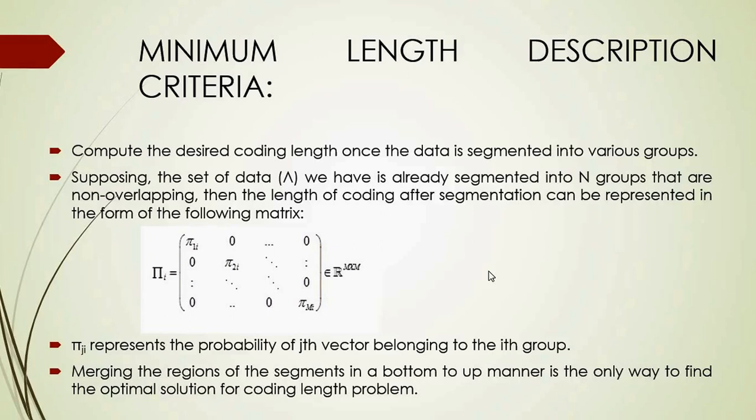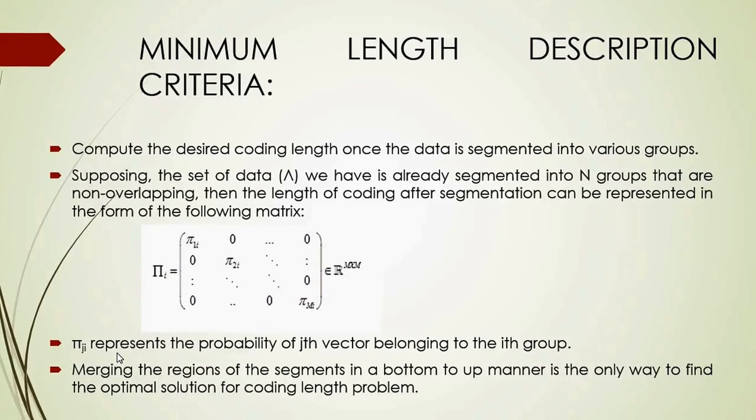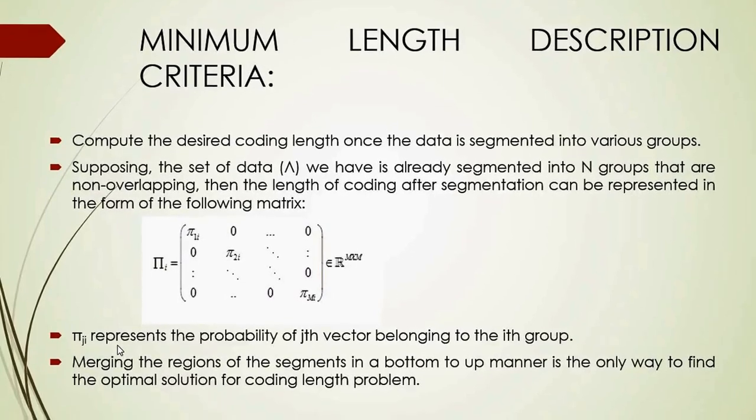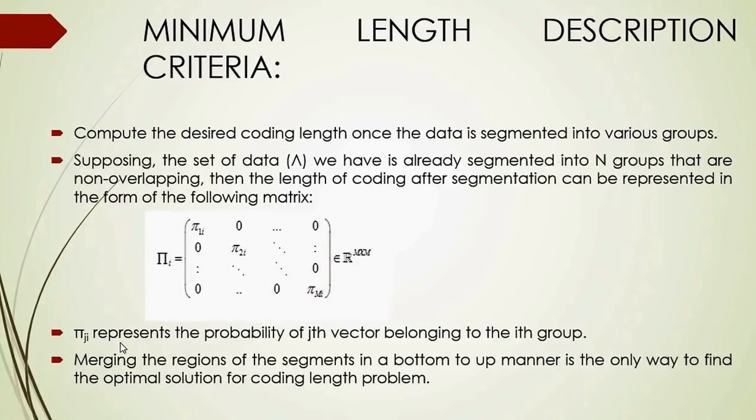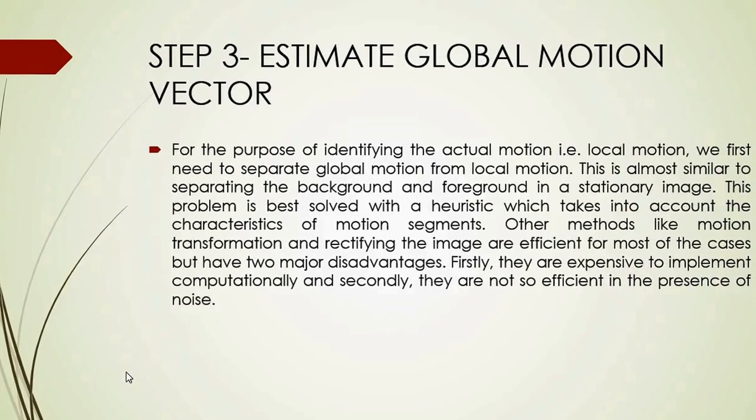Supposing the set of data that we have is already segmented into n groups that do not overlap, then the length of the coding after segmentation can be represented in the form of this matrix, where p_ji represents the probability of the jth vector belonging to the ith group. Merging the regions of segments in a bottom-up manner is the only way to find the optimal solution for the coding length problem.